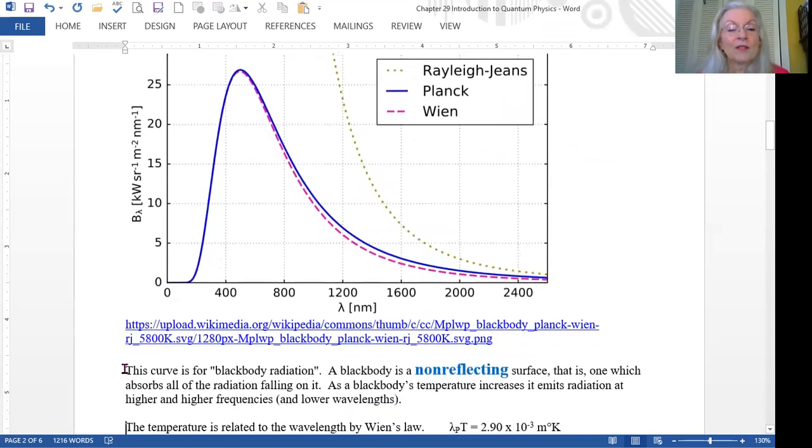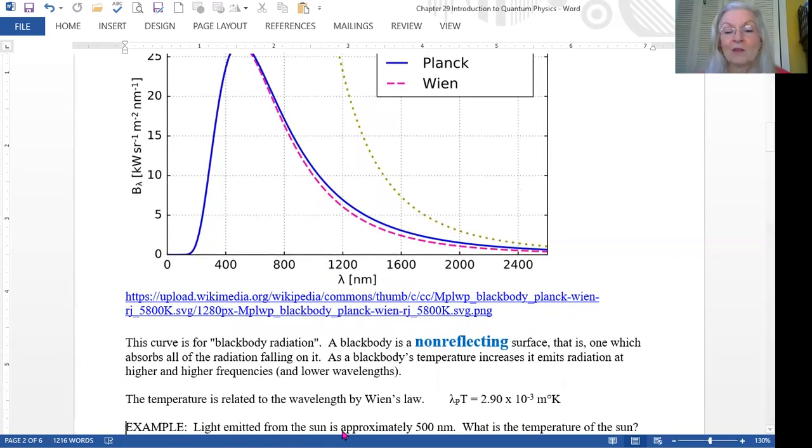So the curve's been drawn for something called black body radiation. A black body is a non-reflecting surface, so that means that it will absorb all the radiation that strikes it. Your black body temperature is going to increase, and as it increases, the black body will emit radiation at a higher and higher frequency. As the frequency goes up, the wavelength comes down. So the temperature is related to the wavelength by this equation.